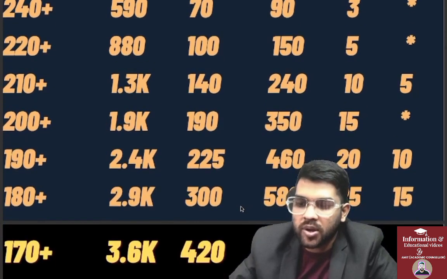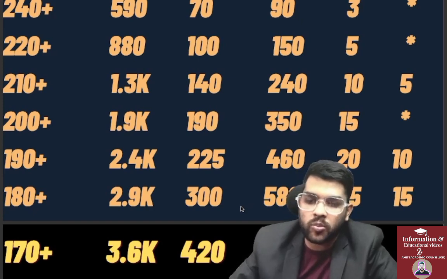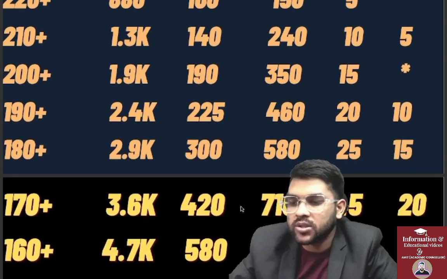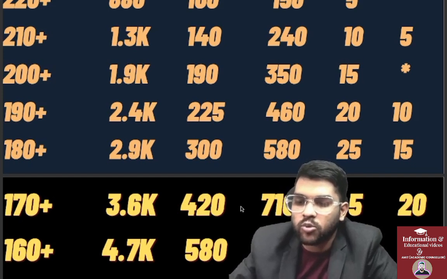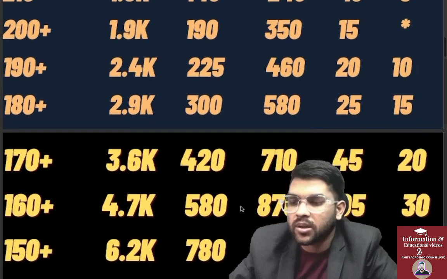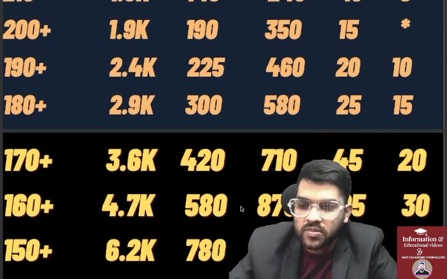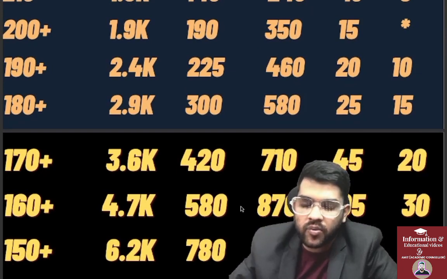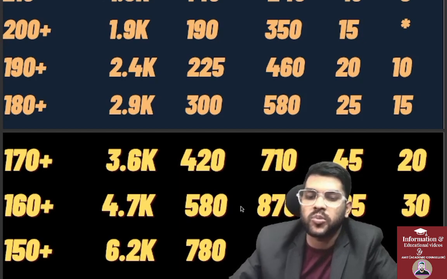For 180 plus, 2,900 for general, 300 for EWS, 580 for OBC, 25 and 15 for SC and ST respectively. Now if you talk about 170 plus marks, then 3,600 for general, 420 and 710 for EWS and OBC respectively, and for SC and ST it is 45 and 20 respectively. Now if you talk about 160 plus marks, 4,700, 580, 870, 105 and 30, that is for all the category general, EWS, OBC, SC, ST.